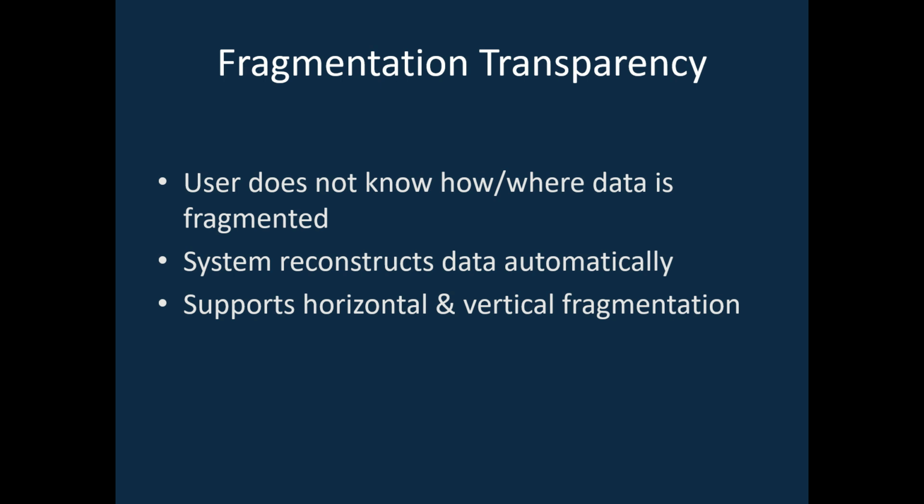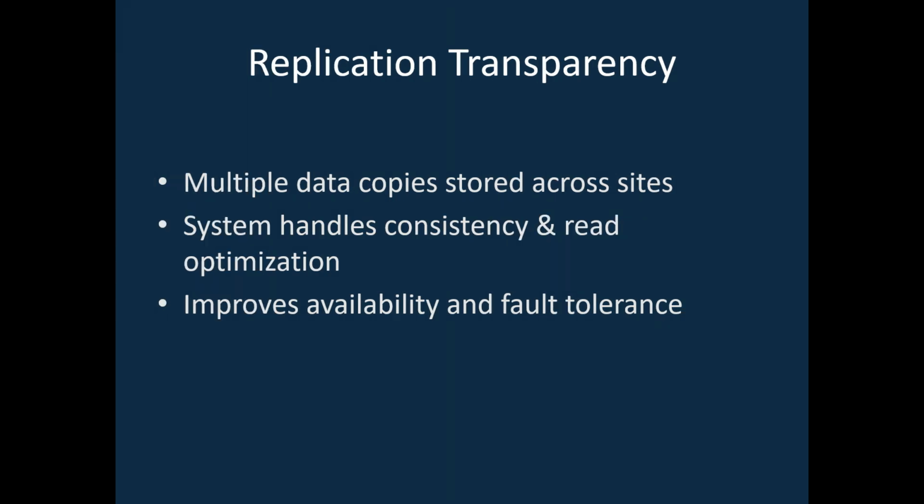Those are the fragments. Users still query the table as if it were a single entity. The user doesn't know it's coming from two different places; the user sees it as one. The system automatically gathers data from all these fragments. This improves performance and allows parallel processing. Okay, that's it. And next is replication transparency.